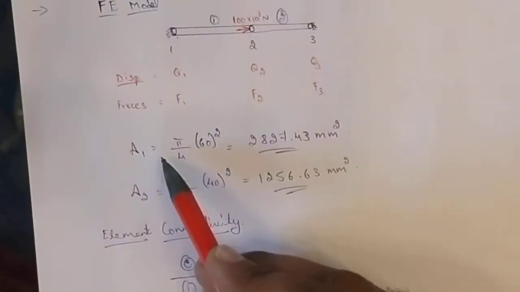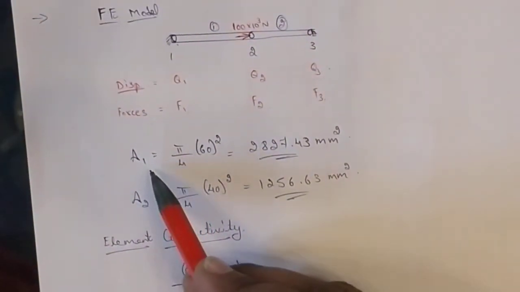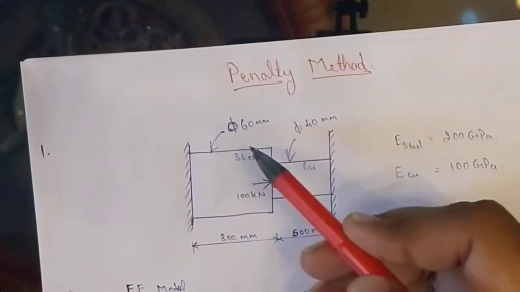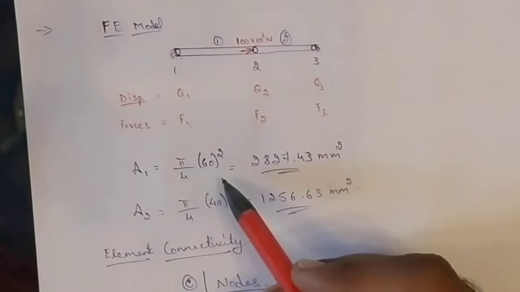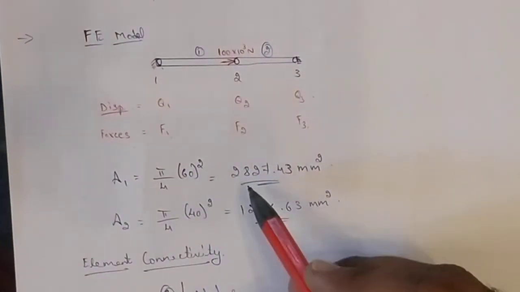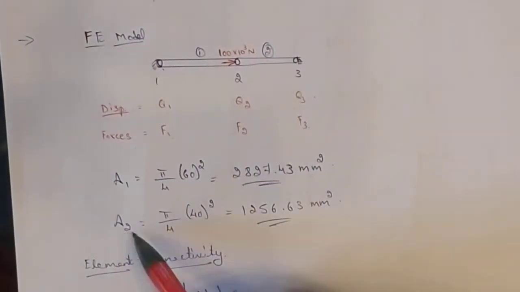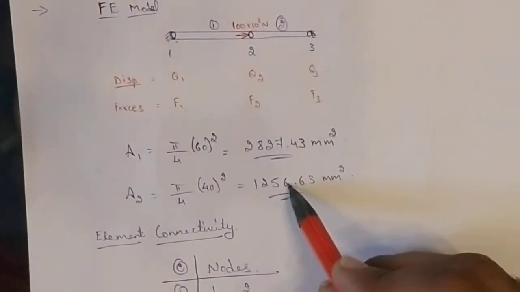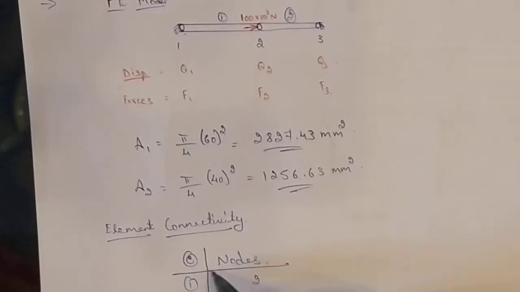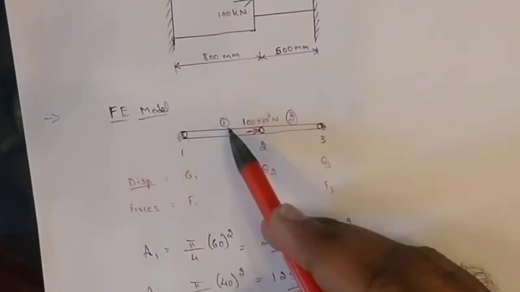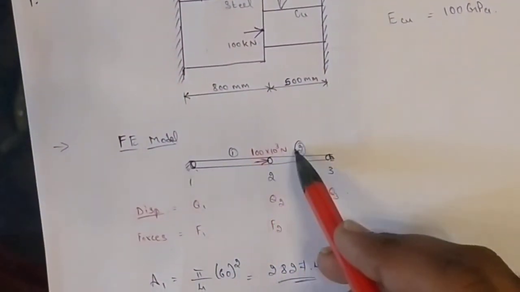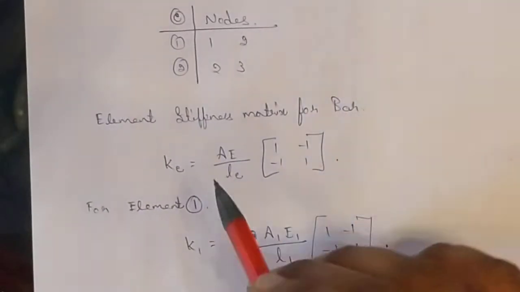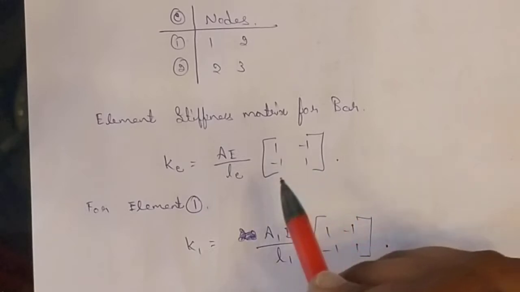Next, area of cross section of the first and the second. A1 is equal to pi by 4 d1 square, that is 60 square. So you'll get A1, and similarly A2, this is 40 square, you will get A2. Okay, next is element connectivity, elements and nodes 1 and 2. First element is between the nodes 1 and 2, second element is between the nodes 2 and 3. 1, 2, 2, 3.